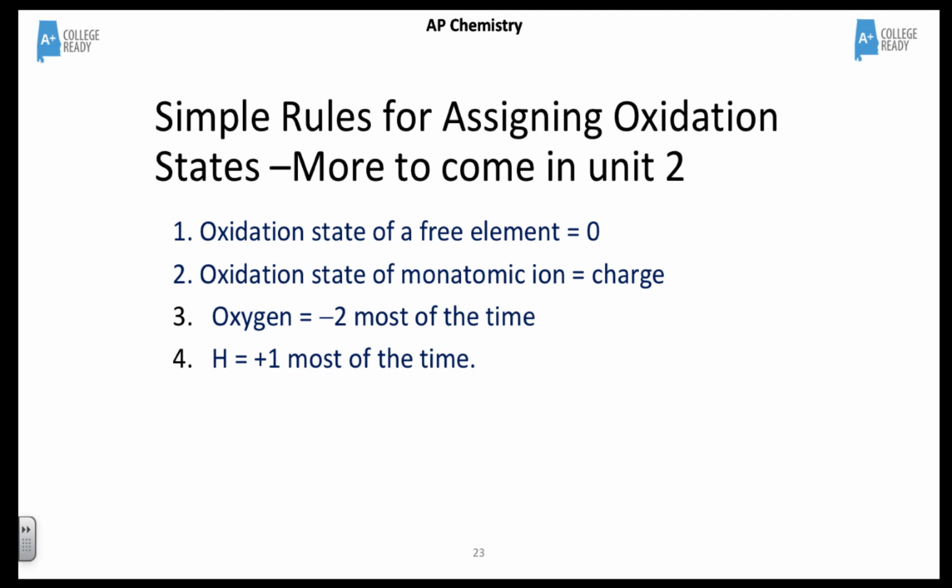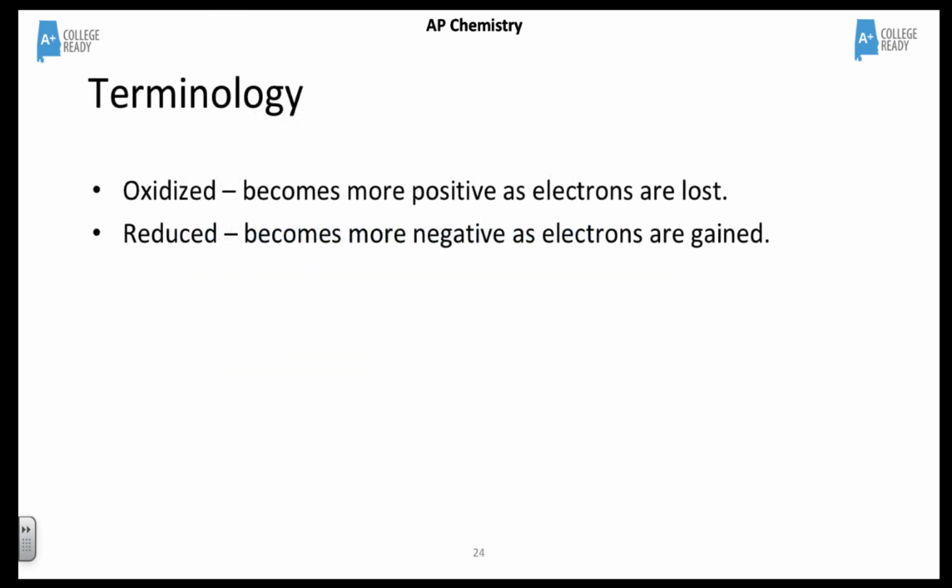Most of the time in a compound, oxygen is going to be -2, and most of the time the hydrogen's a +1. If your kids get that right now, then they're good to go. In Unit 1, we're only going to give them single replacement reactions, or maybe a combustion reaction, and ask them to say, is this a redox reaction or not? And finally, the idea of what is oxidation and reduction. Oxidation is when something loses electrons, and reduction is when something gains electrons.